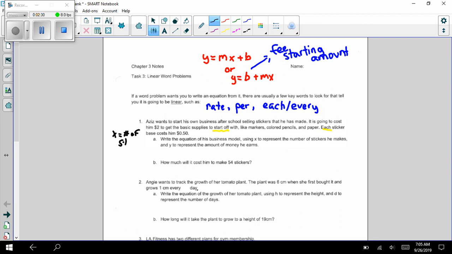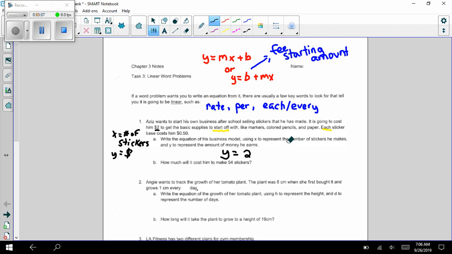In each problem you do, the first step is just to identify what the X and Y are. The Y, they tell us right here, is to represent the amount of money he earns. So I'm just going to put a little dollar sign. All right, so we want to find out the money he earns. So we're going to start with Y equals the starting fee. In this case, we highlighted start off, and it tells us $2. So we are going to start with the number 2.